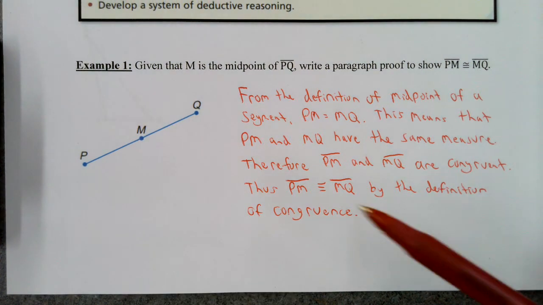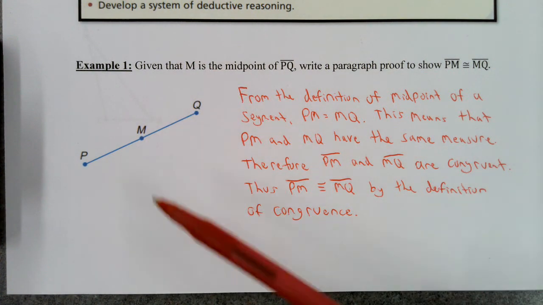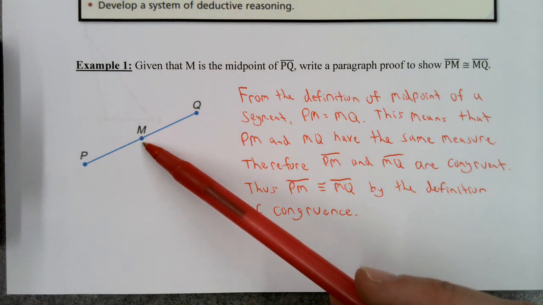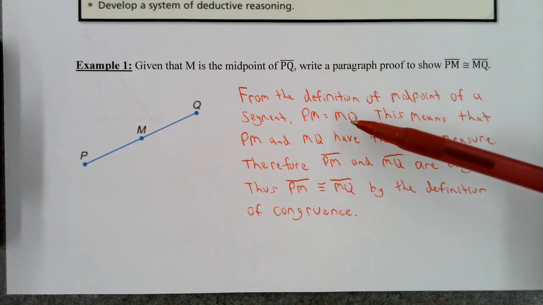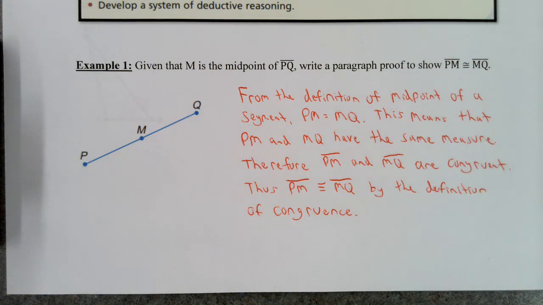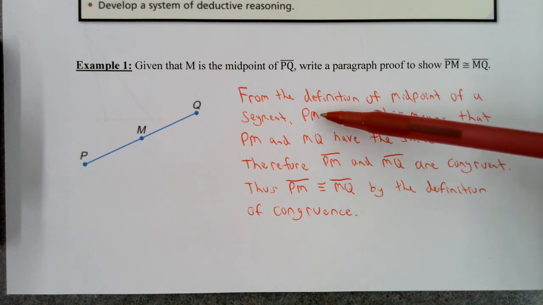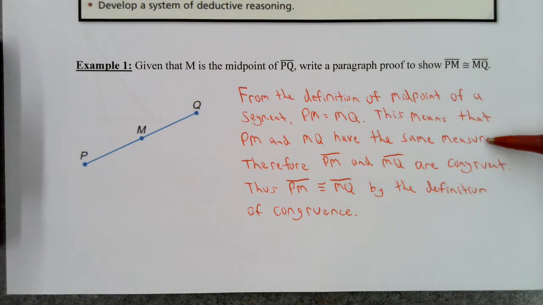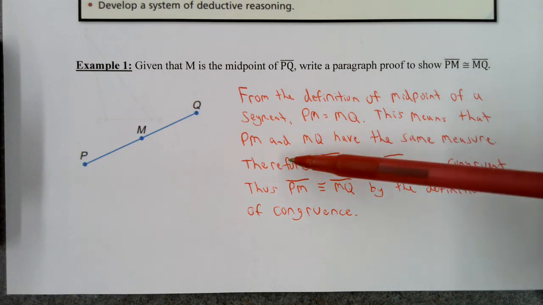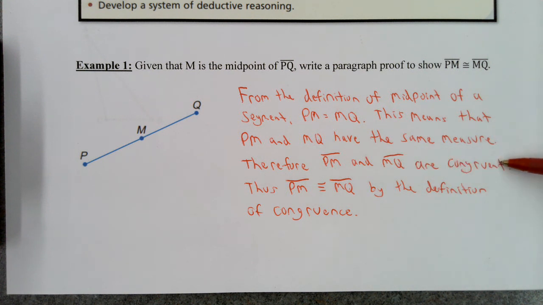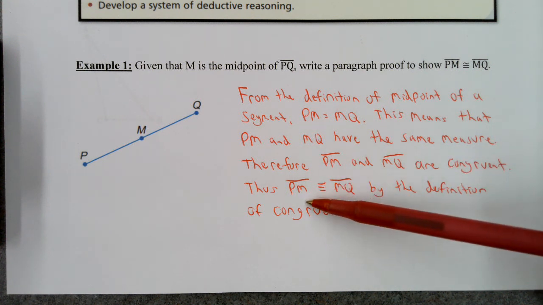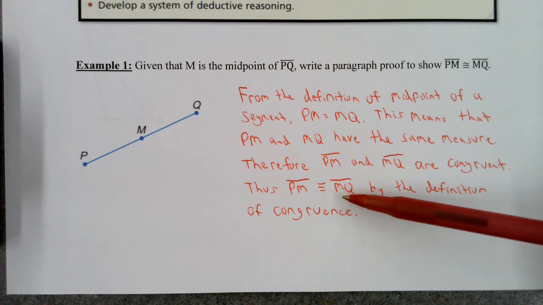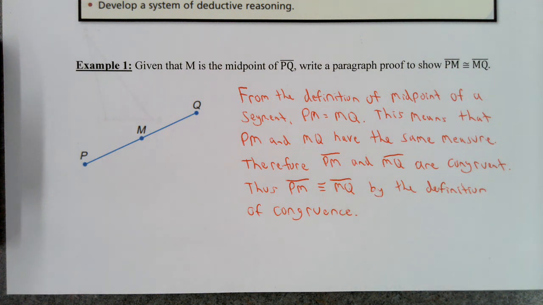So again, we were given that M is the midpoint of PQ. So we can use the definition of midpoint to say that PM equals MQ. Since I said PM equals MQ, it means that they have the same measure. Since they have the same measure, I said they are congruent. And so I said, thus, segment PM is congruent to segment MQ by the definition of congruence. So I proved the midpoint theorem.